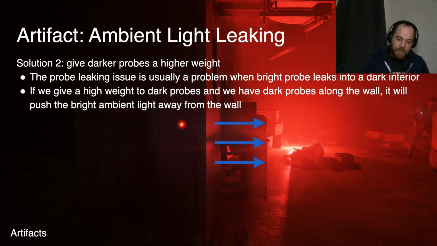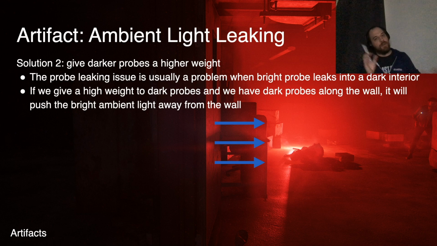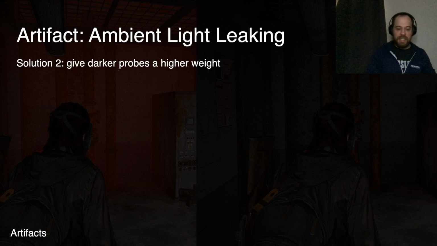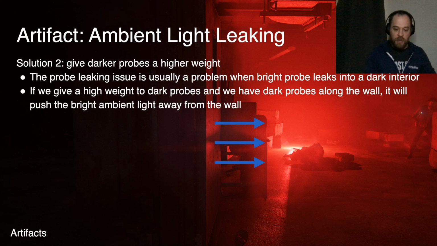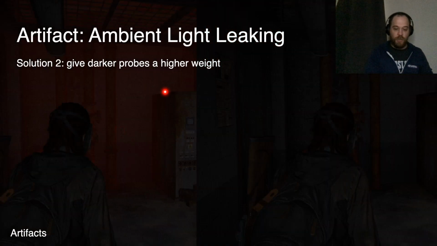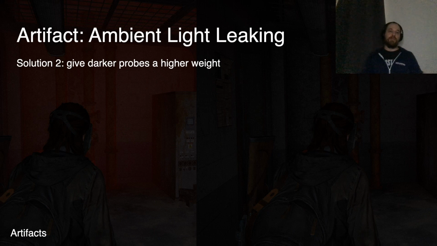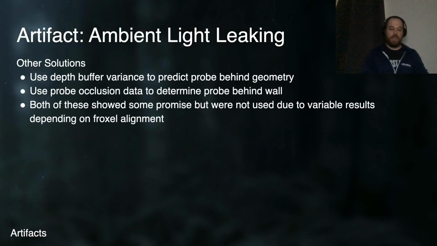The other option was to use black probes to bleed out dark values outside. The issue is it's the most noticeable problem whenever you have bright ambient coming through the wall into a dark room, right? So if you have dark probes in the wall or close to the wall on the other side, and we give more weight to dark probes to expand the darkness out, the bright ambient is going to push away from the walls. And here's an example where you will see that there was ambient going through the wall here, but if you give more weight to the black dark probes, it will push it away.